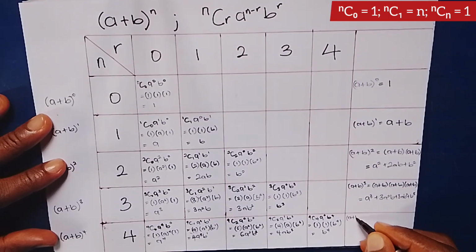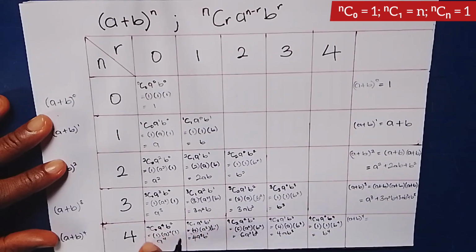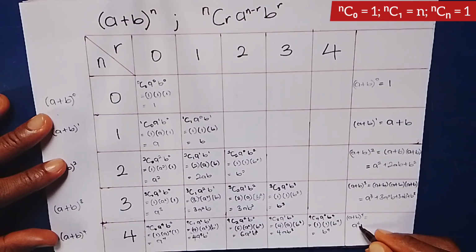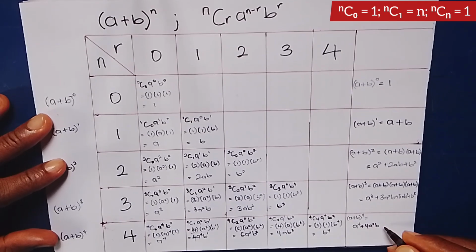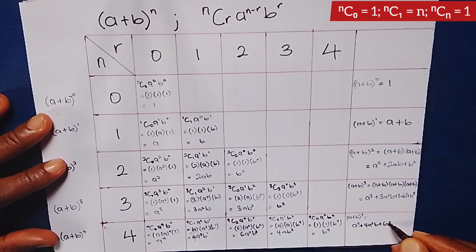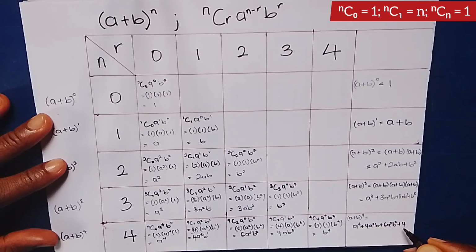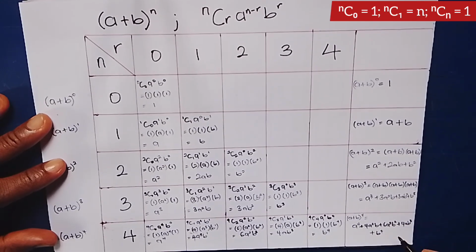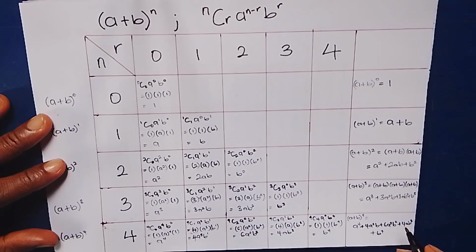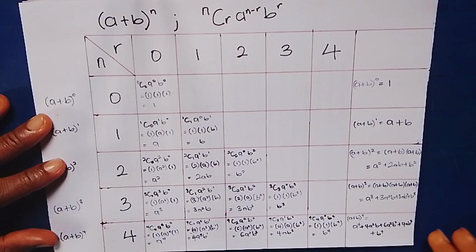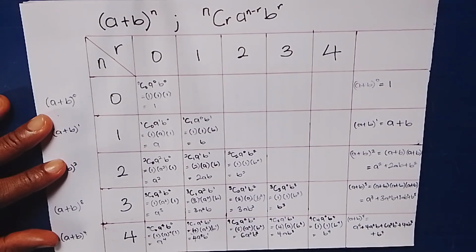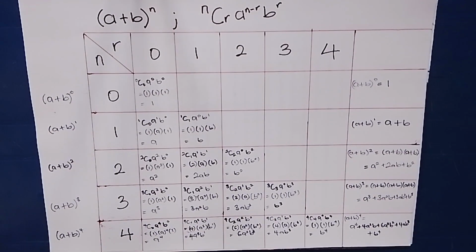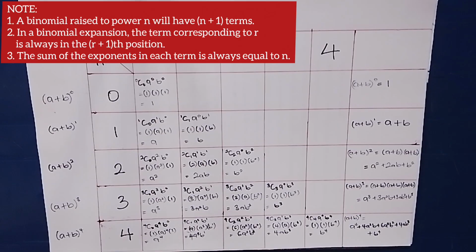So a plus b raised to the power 4 is equal to the sum of all the terms, which is a raised to the power 4 plus 4a cubed b plus 6a squared b squared plus 4ab cubed plus b raised to the power 4. Now this is the same thing as saying a plus b times a plus b times a plus b times a plus b. So instead of going through the drudgery of multiplying all of that, your binomial expansion helps you do that with ease. Now, let's take note of some things here.